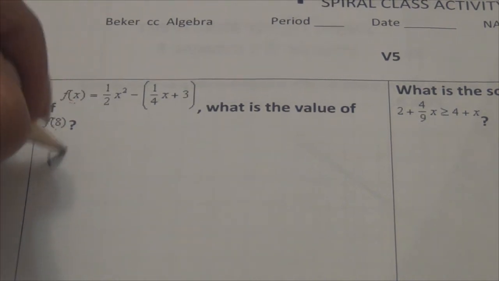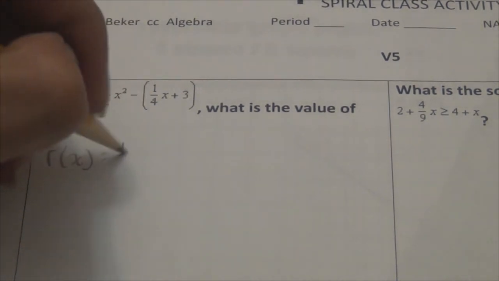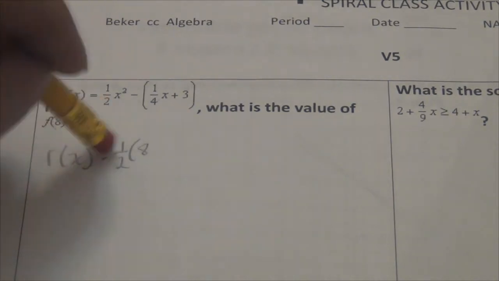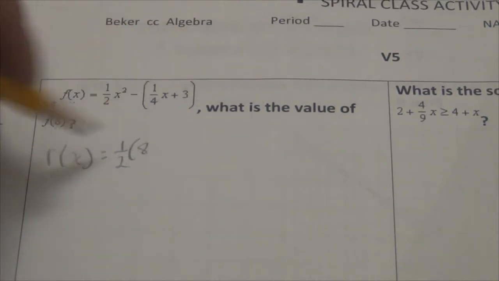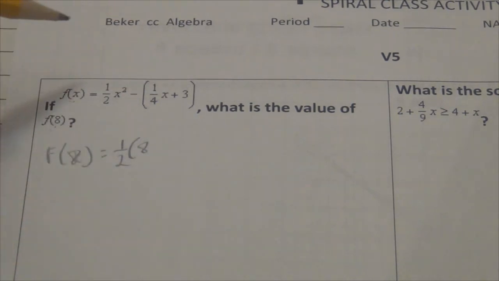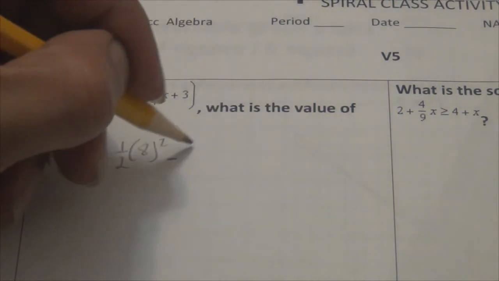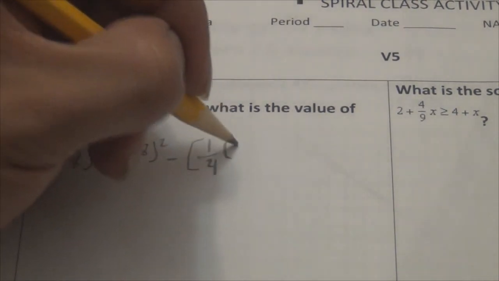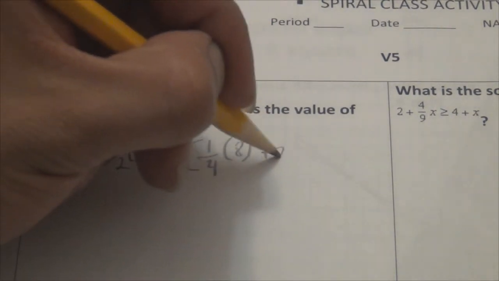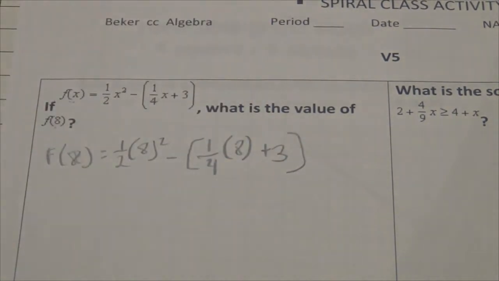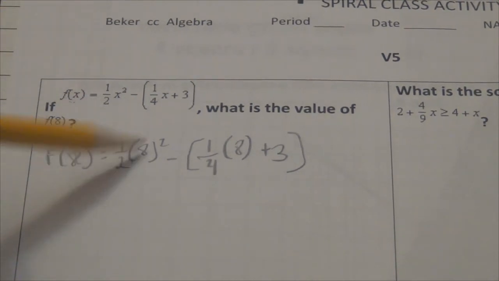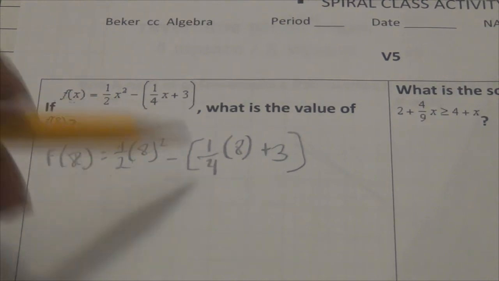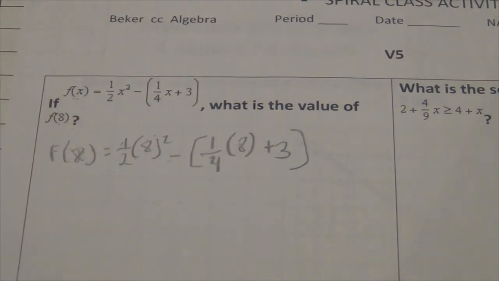So how do you do that? Well, f of x equals 1/2 times x squared, which in this case is 8, and I'm going to change the f of x to f of 8. So 8 to the second power minus 1/4 times 8, plus 3. See that? And then you start computing. 8 squared is 64. 64 times 1 is 64, divided by 2 is 32. Minus, and look, it's not that difficult.